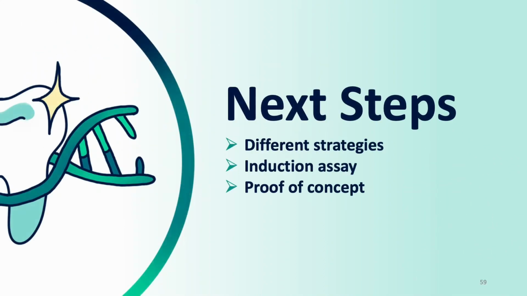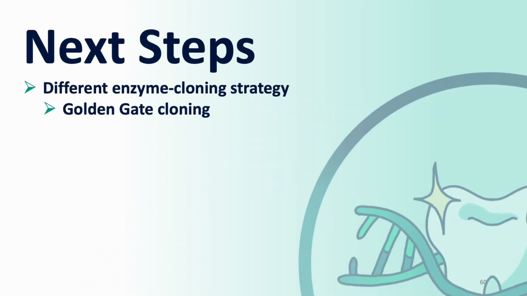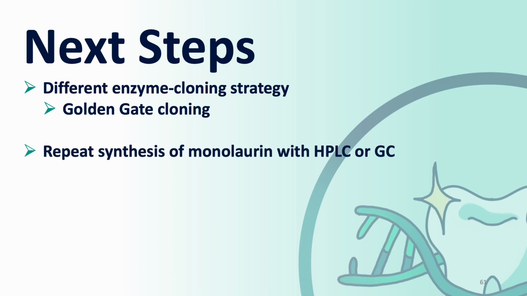To enhance the results, we are planning to refine our enzyme cloning strategy. We envision engaging with experts and exploring new techniques such as Golden Gate cloning. Regarding the monolaurin synthesis, the experiment could be repeated when access to an HPLC or gas chromatography device is provided, which allows for its detection. Regarding the poor peptide expression, we assume the most plausible cause to be a problem with the induction of the expression. Therefore, we want to perform an induction assay.